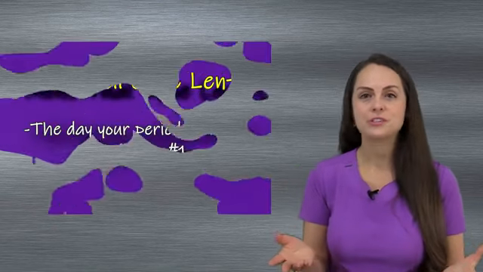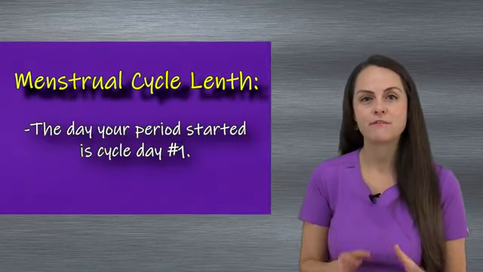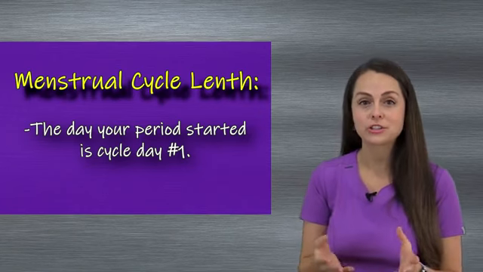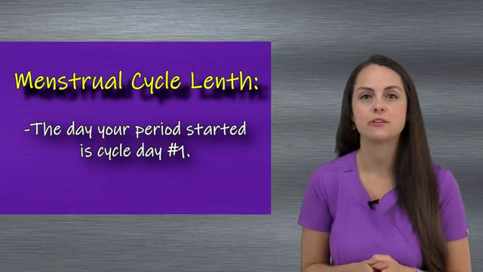Now once you figured out your start dates, you're ready to calculate your menstrual cycle length. In order to do that, you want to pay attention to that very first month and look at day 1 of your period, when your period actually started, because this is known as cycle day 1.